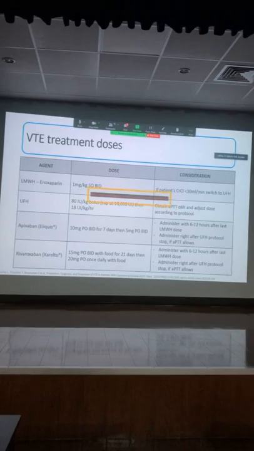Rivaroxaban, that's Xarelto, 15 milligram per os BID with food for 21 days, then 20 milligram PO once daily with food. This can be started 6 to 12 hours after the last dose of low molecular weight heparin, then right after, or right away with the unfractionated heparin, because unfractionated heparin stays in the body 4 hours.